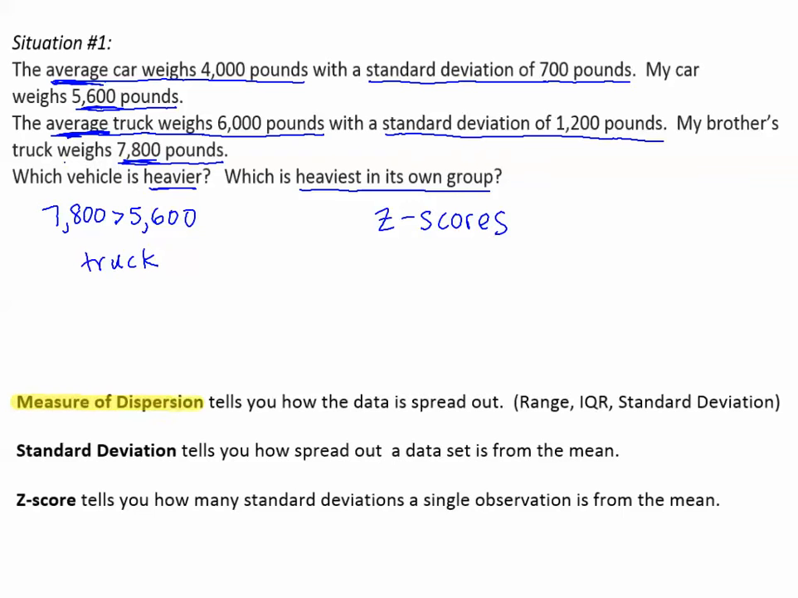A measure of dispersion tells you how the data is spread out. We've used some measures of dispersion such as range, interquartile range, and standard deviation. Remember that standard deviation tells you how spread out a data set is from the mean. Now we're going to be able to use z-score, which is like a shortcut method that tells you how many standard deviations a single observation is from the mean.